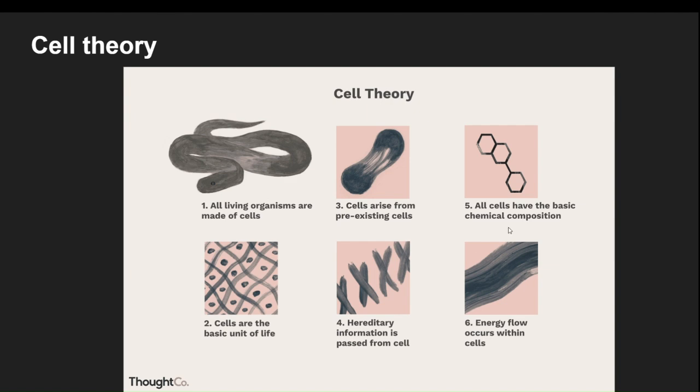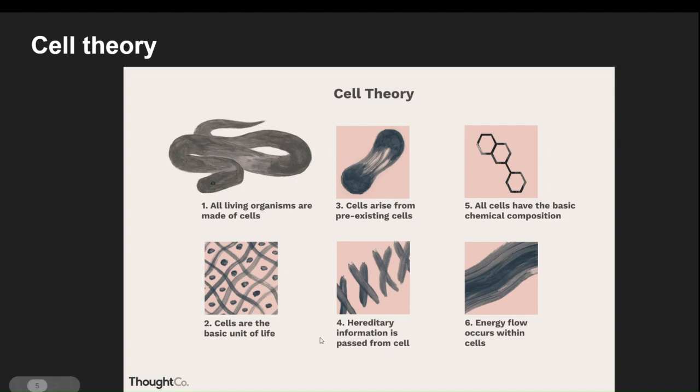Now, cell theory suggests that all living organisms are made up of cells. Cells arise from pre-existing cells. All cells have the basic chemical composition. Cells are the basic unit of life. Hereditary information is passed from the cell. Energy flow occurs within cells.